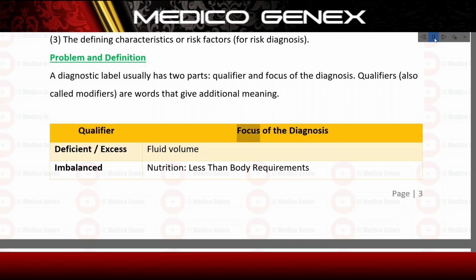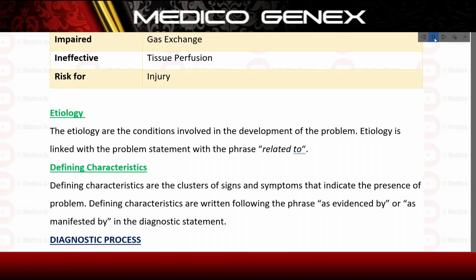Qualifier, focus of the diagnosis. Deficient, excess: fluid volume. Imbalanced: nutrition, less than body requirements. Impaired: gas exchange. Ineffective: tissue perfusion. Risk for injury. Etiology. The etiology are the conditions involved in the development of the problem. Etiology is linked with the problem statement with the phrase, related to. Defining characteristics.